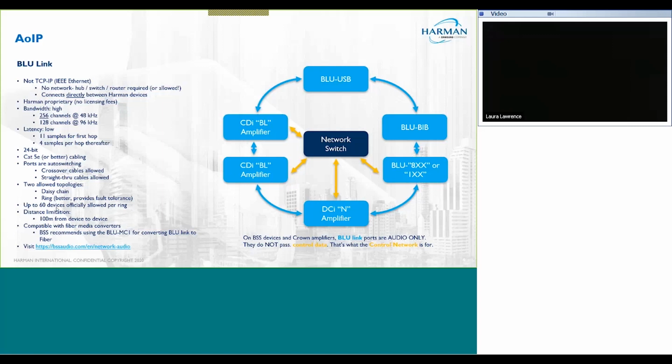hops. The bit depth is fixed in all of BLU Link, and it's fixed to 24-bit depth, and that's not adjustable. We are translating the audio into digital internally, and since we're in control of that, we fix it at 24-bit depth. All the ports across everything that has a BLU Link input and output on it are auto switching. That means we can use crossover cables or fixed cables. It doesn't matter. It figures it out and it just works. So that's probably another advantage of BLU Link, the simplicity here.